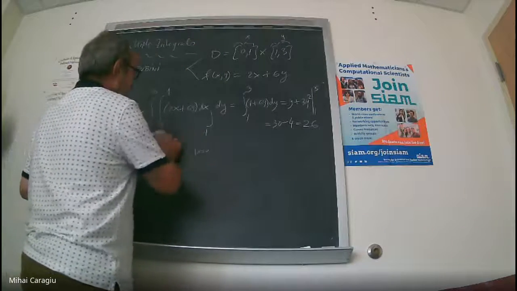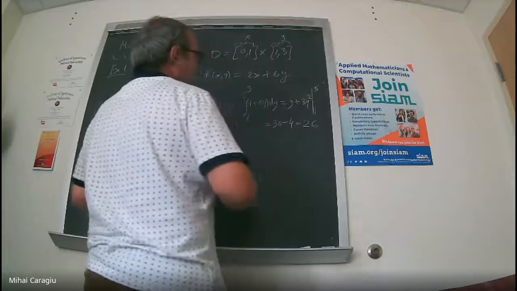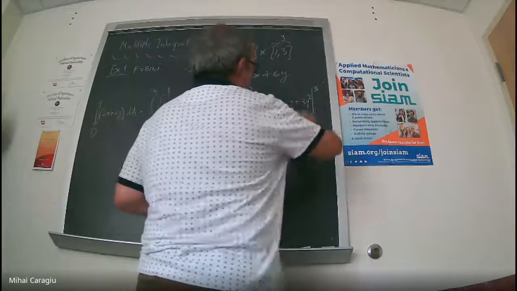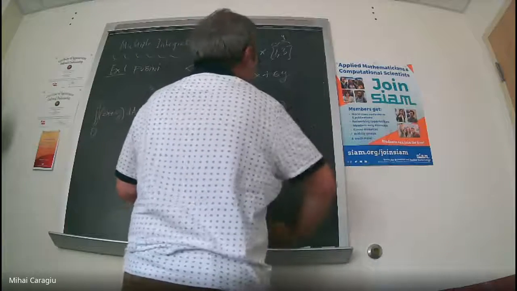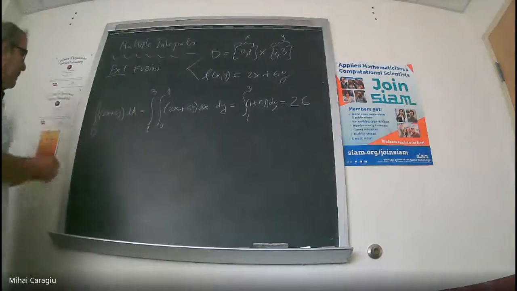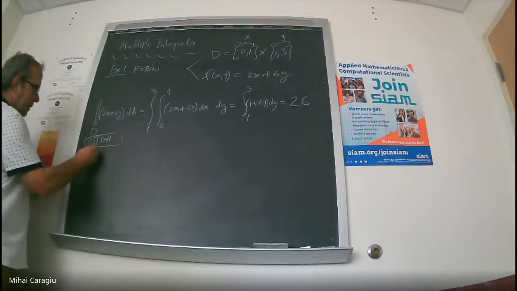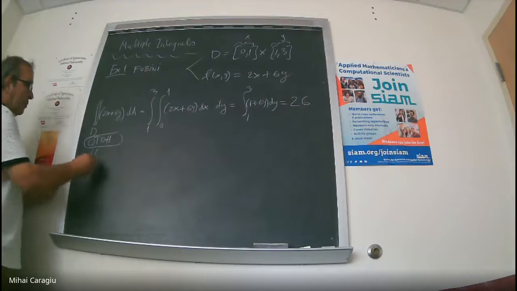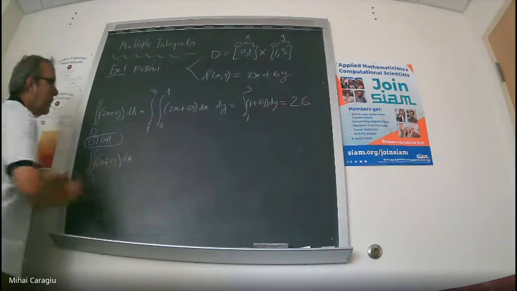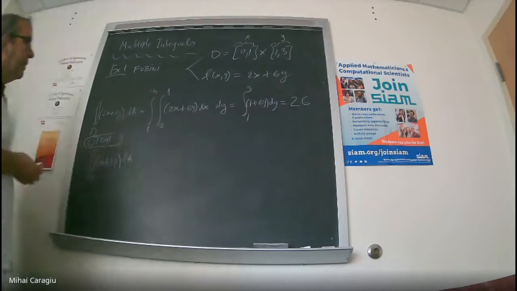I need some more space here, like always, on this small board. So let me erase the work and just write down the number. You get a 26 here. Just for the record, put 26 here. On the other hand, the double integral over D of 2x plus 6y dA. Before, we integrated x first, y second. Now let's integrate y first, x second.